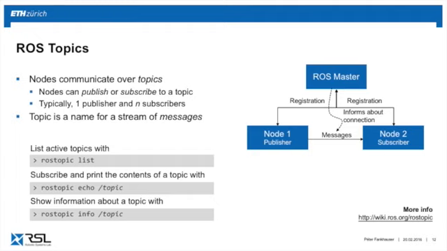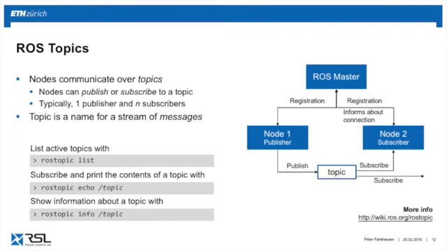So in this example, once nodes 1 and 2 have registered with the ROS master, node 1 can tell, okay, I'm a publisher on this topic. And ROS node 2 can subscribe to this topic. So the message flows from the publisher to the subscriber. And the ROS master makes sure to inform about this connection.